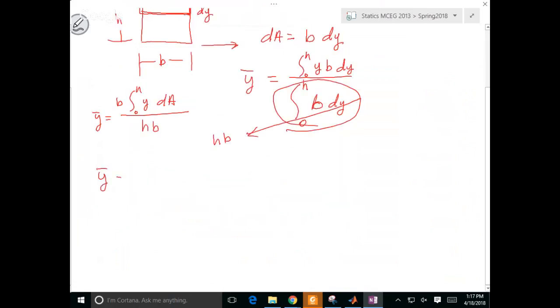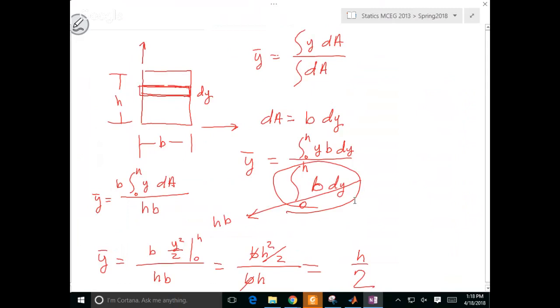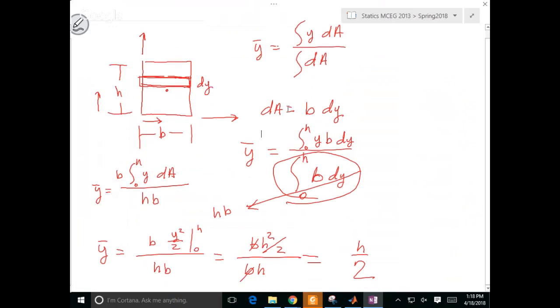Then y bar is equal to, okay, b times y squared over 2 evaluated from 0 to h, over b h. If I'm not mistaken, you'd have to correct me if I'm wrong, b h squared over 2 over b h, the b's go, one of the h's goes, so you get h over 2. Big deal. You already knew that before you came in. You knew the centroid was halfway up here, halfway over here. That's not a big deal until you go to the next section.